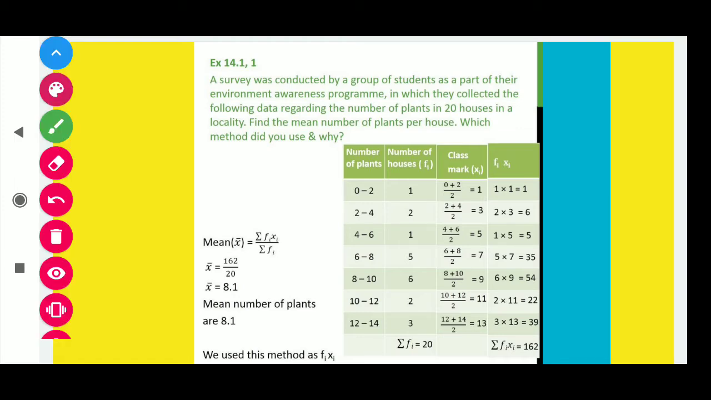Here we have question number 1. A survey was conducted by a group of students as a part of their environment awareness program, in which they collected the following data regarding the number of plants in 20 houses in a locality. Find the mean number of plants per house. Which method did you use and why?